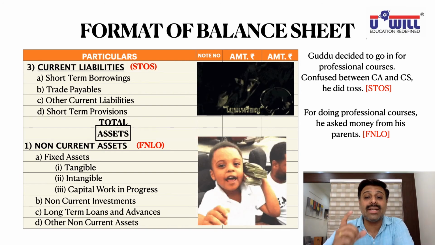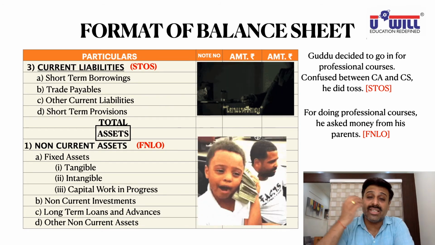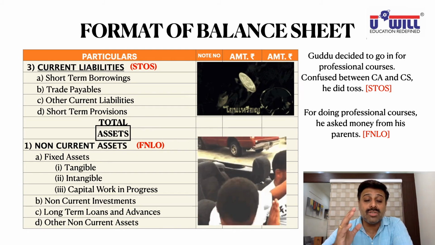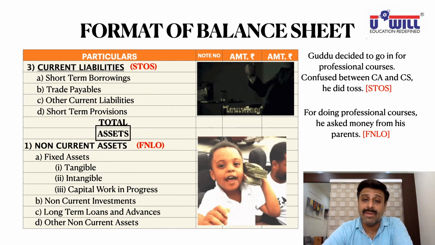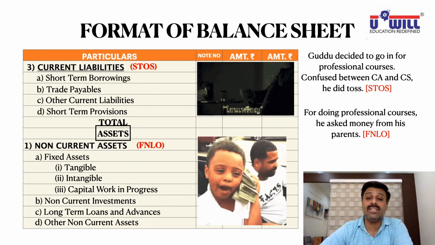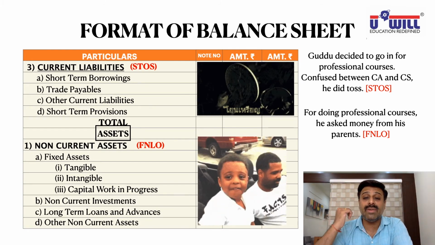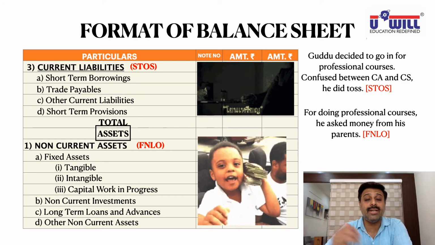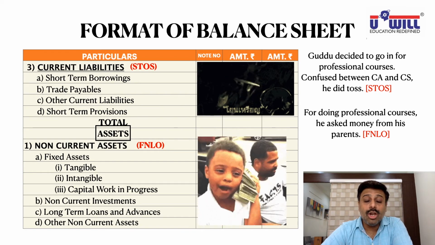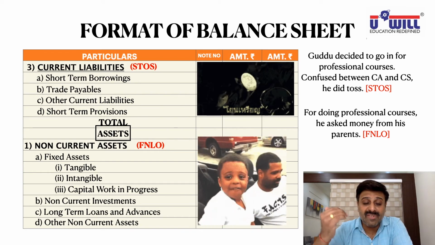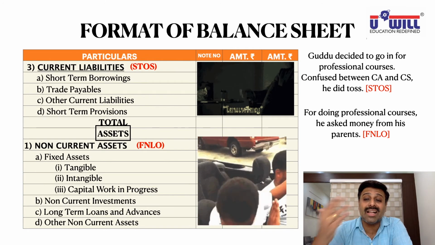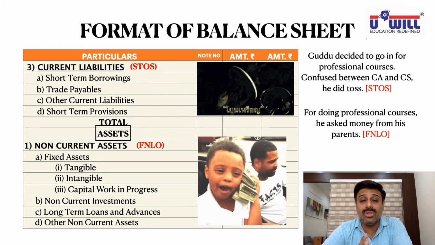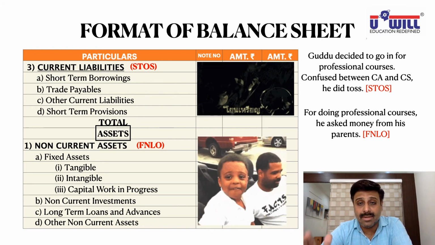N stands for non-current investments. Generally investments are non-current, means in your question if investments are given, take them as non-current only, because we make investments always for a long period of time. So investment in shares of other company, investment in debentures of other company, investment in government securities, provident fund investments, all these will come in the category of non-current investments. L, long-term loans and advances. So if our company has given loans to other companies, subsidiary companies, anyone else for a long period of time, that kind of loans and advances will come in long-term loans and advances.